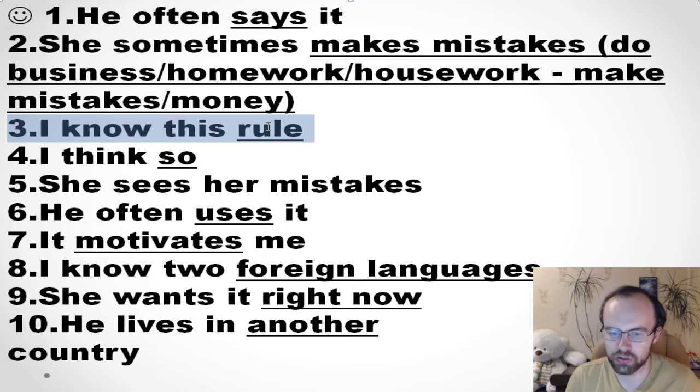I know this rule. I think so. She sees her mistakes. He often uses it. It motivates me. I know 2 foreign languages. She wants it right now. So right now is stronger than now. She wants it right now.